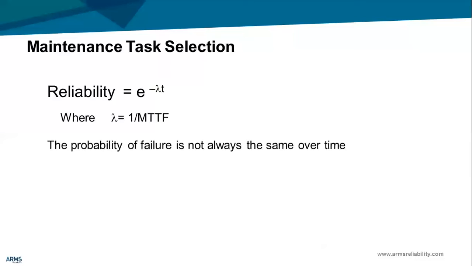Not everything fails randomly. We do have these infant mortality type failures. We do have random failures, which this would apply to, but we're kind of limited on our maintenance options. But then we also have those wear out type failure behaviors. So we have things that wear in and we have things that wear out. And for that reason, this isn't the right equation to be using if we're trying to determine how often we need to do maintenance tasks.